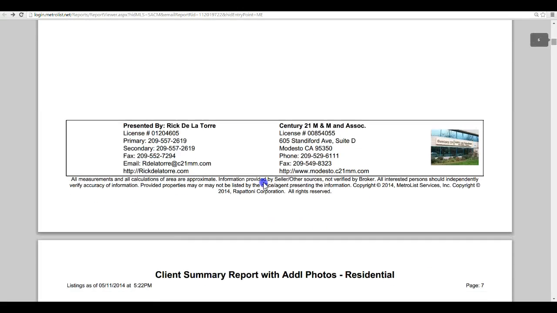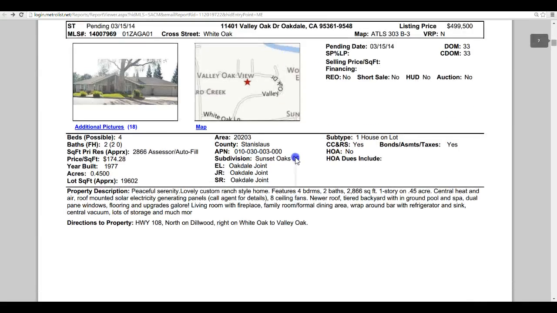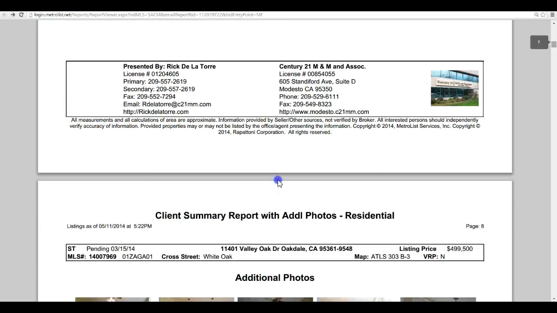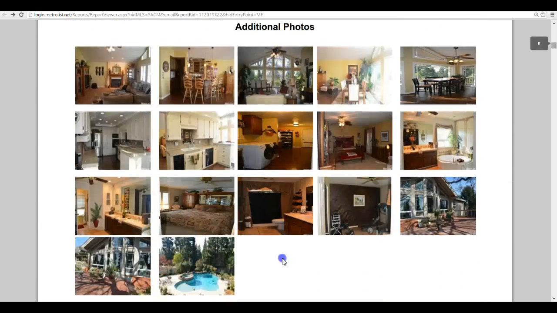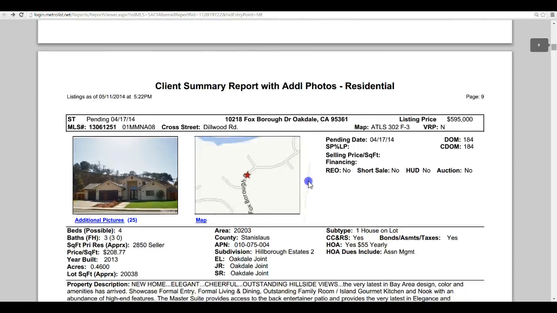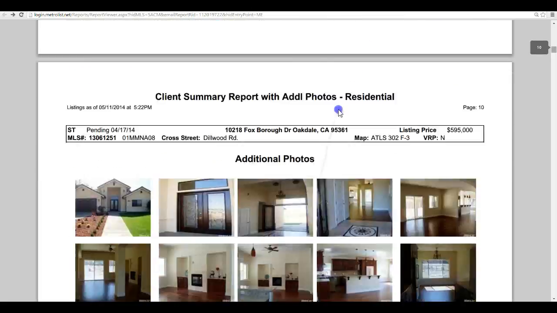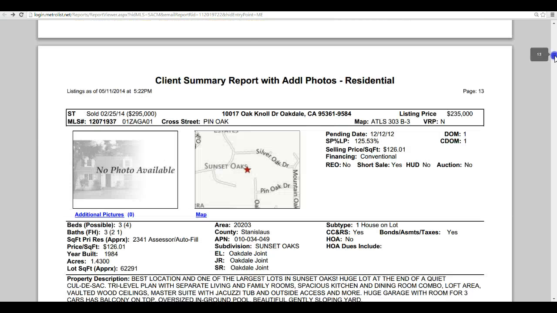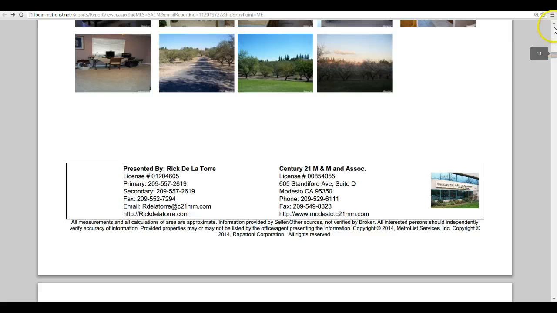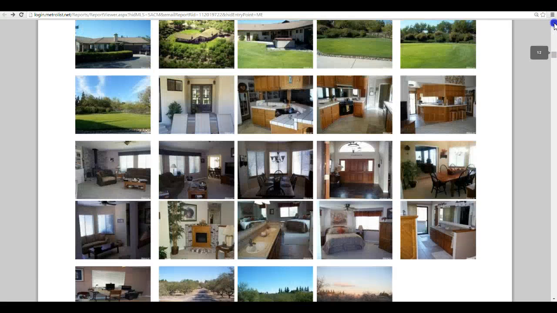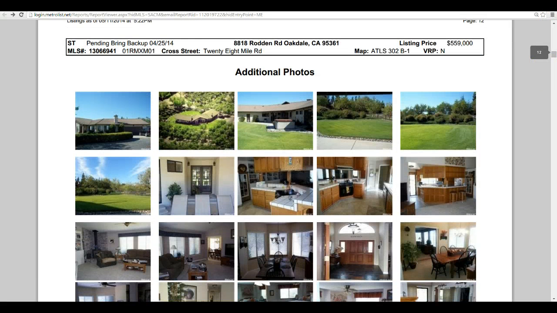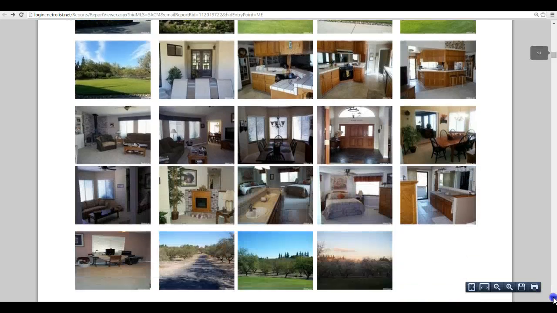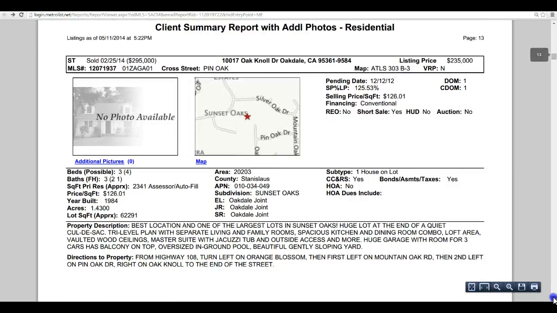Pending, pending, pending. Let's see if maybe the sold comps are down towards the middle. Let's see. Here's one. Sold. I just saw it. Oops. Let's try that again. I saw sold. There we go.